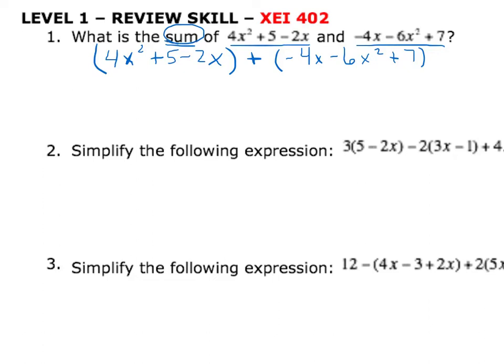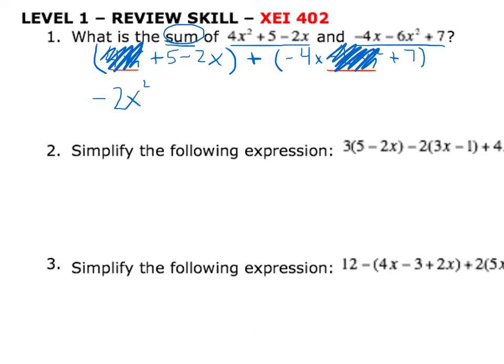Alright, and let's just look for like terms, because when you're adding, you're combining like terms. So here's our first like term, the x squared term, goes with this x squared term. And what you do here is you're going to take 4 and add it to negative 6. Now when you do that, you get negative 2x squared. And that negative 2 comes from 4 plus negative 6. Okay? That used up this one and this one.